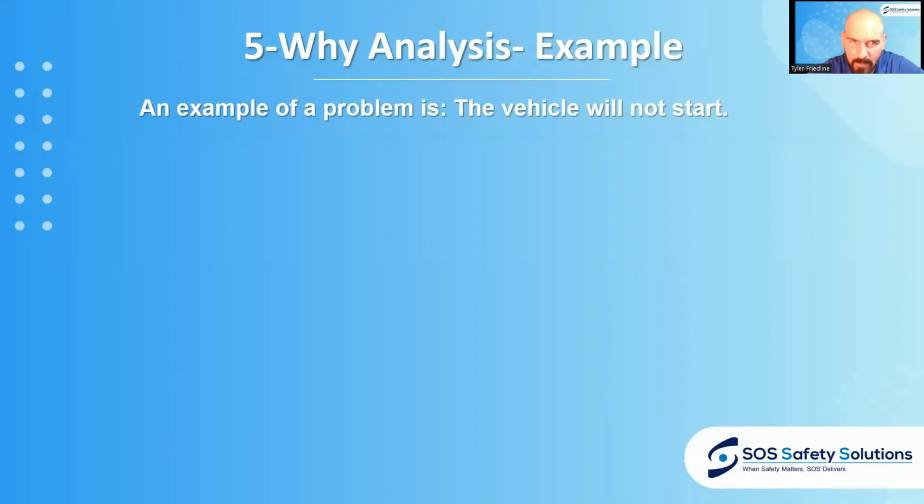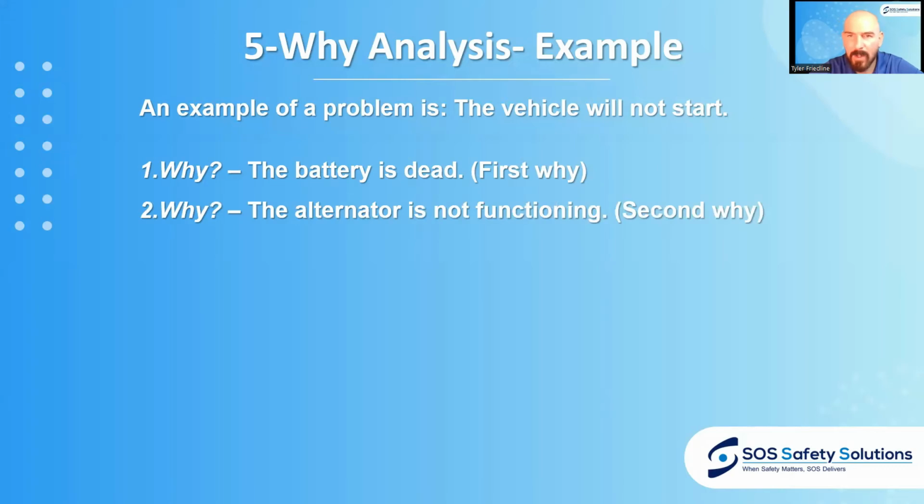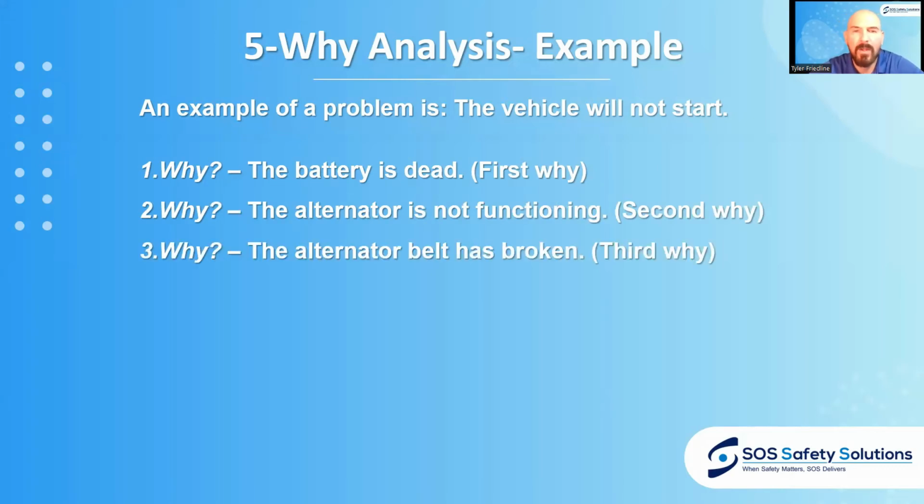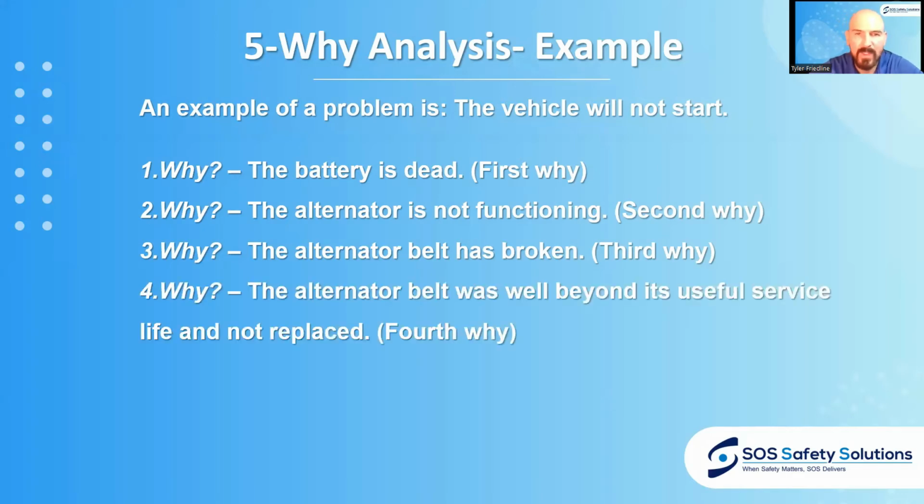So here's an example of a 5 why analysis. In this example, the problem is a vehicle will not start. Well, why will the vehicle not start? Well, the battery is dead. Why is the battery dead? The alternator is not functioning. Why is the alternator not functioning? The alternator belt has broken. Why has the alternator belt broken? The alternator belt was beyond its useful service life and not replaced. Maybe that's 50,000 miles. We're at 70,000 miles with the same factory belt on it.